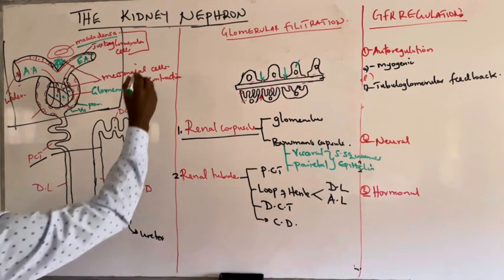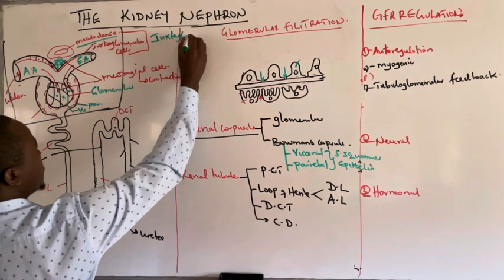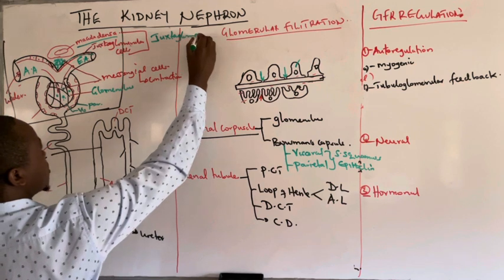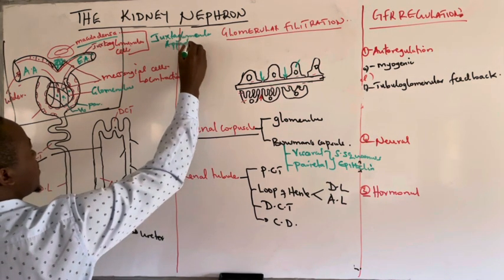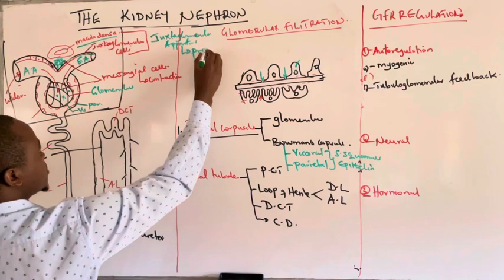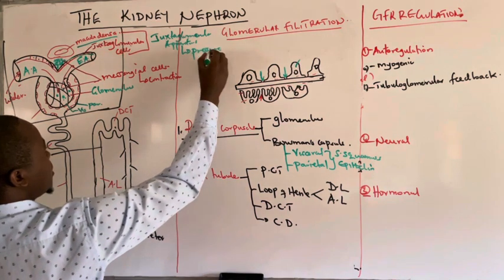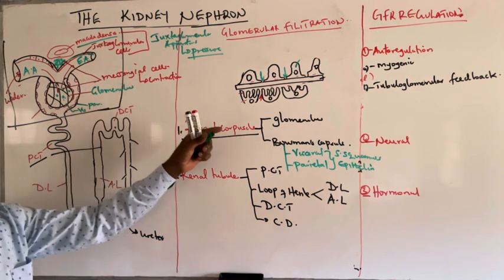They form the juxtaglomerular apparatus, and this juxtaglomerular apparatus is the one that maintains the pressure. It maintains the pressure within the nephron or within the kidney. So they are responsible for maintaining the pressure.